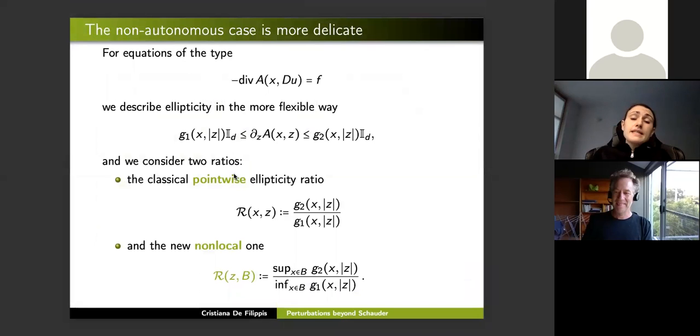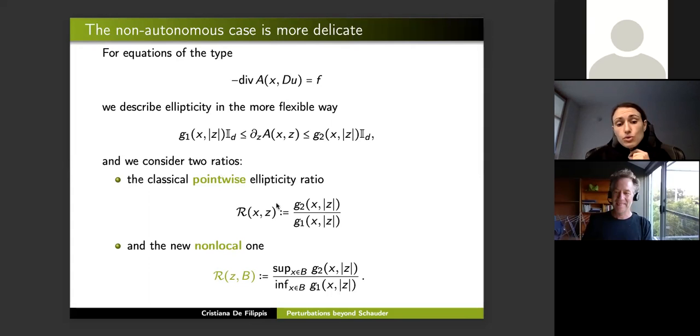Now, what happens in the non-autonomous case, when we plug in a coefficient that depends on the space variable? In this case, we are again led to consider the highest eigenvalue and the lowest eigenvalue of D_z of A(x,z), for the very same reason that I told you about in the autonomous case. But in this case, both the highest and the lowest eigenvalue need to incorporate a dependency on x, which can be more or less crucial depending on the structure of the equation itself.